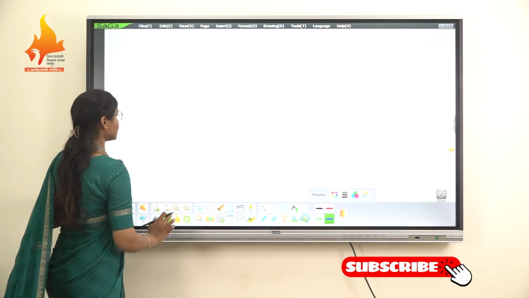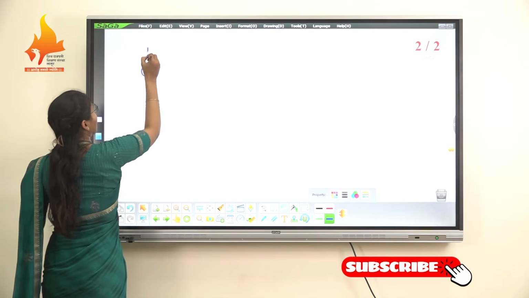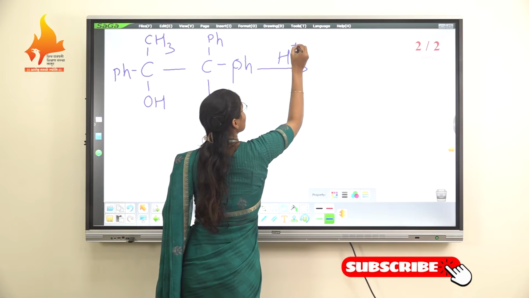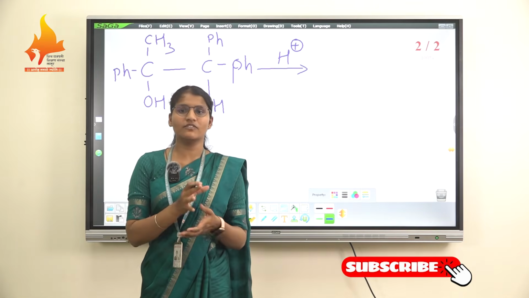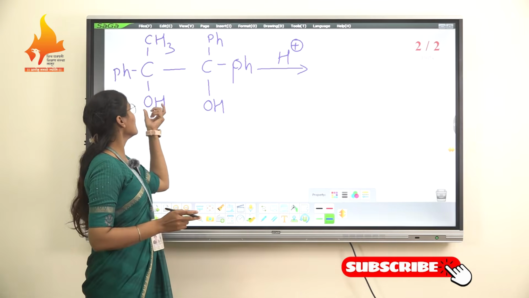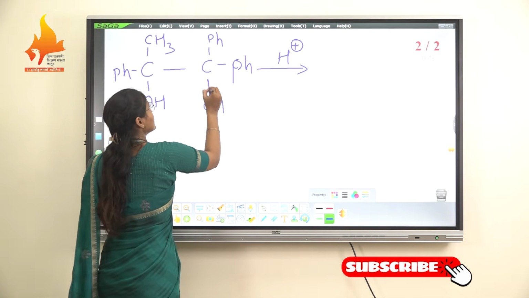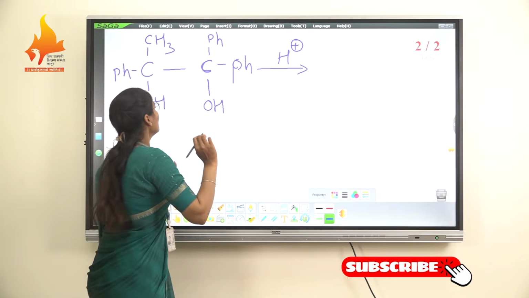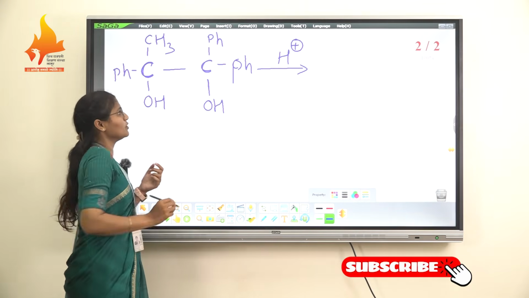In the next example, suppose we take an example like this in the presence of H plus catalyst. Here is the question, which OH will abstract the proton. Here there are two types of OH which have different environments. This OH is attached to the carbon having two benzene rings, while this carbon has one benzene ring and one CH3 group.